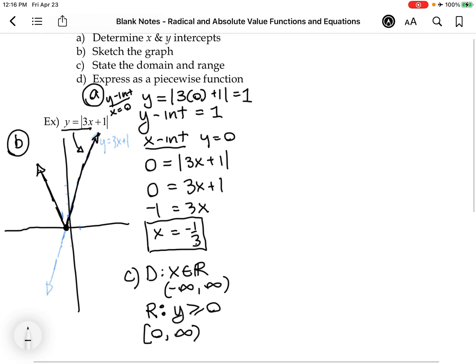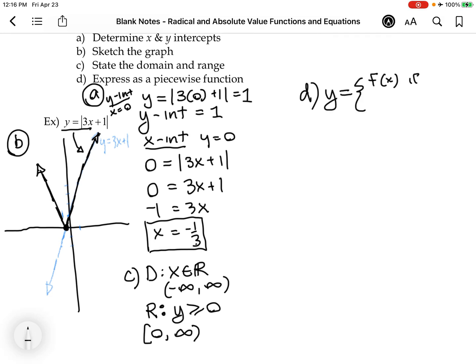Okay. And then finally, D. Well, remember, expressed as a piecewise function, y equals f of x if f of x is greater than or equal to 0, and negative f of x if f of x is less than 0. So we have to figure out where the point is where f of x is equal to 0, and that's right here when x is negative 1/3.